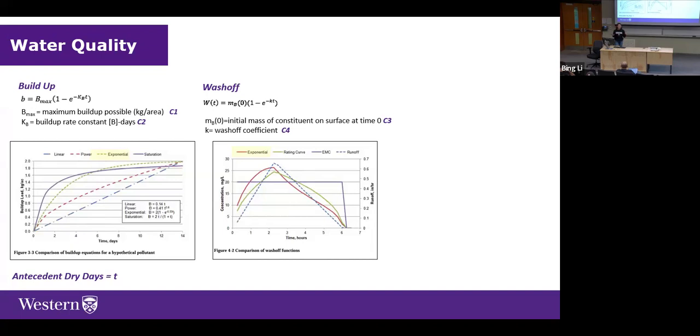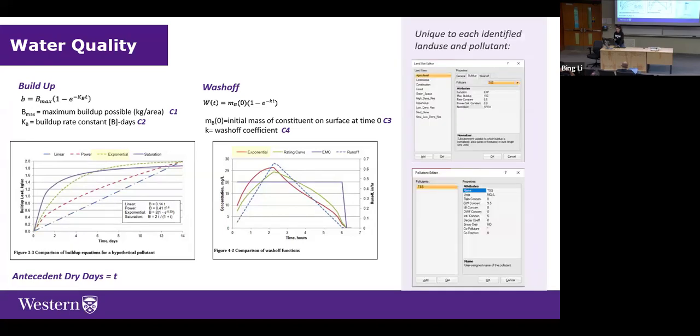I mentioned phosphorus, but we also had TSS data, and that's correlated with phosphorus. So I modeled that first, and then I modeled total phosphorus, and then there is soluble reactive phosphorus, which is the bioavailable form of phosphorus. And this was unique to each land use. So this allows us to change land uses and see how the water quality would change when I'm conducting modeling scenarios.